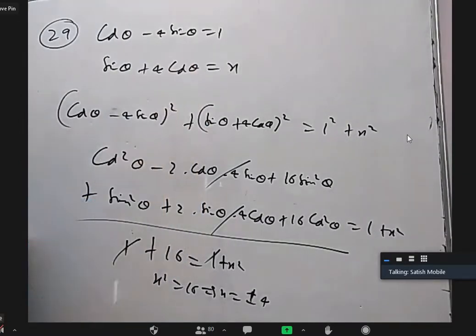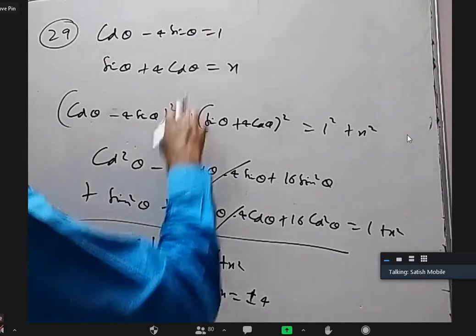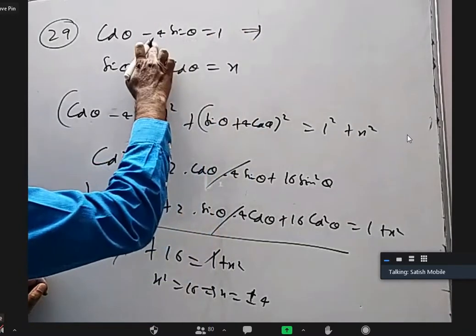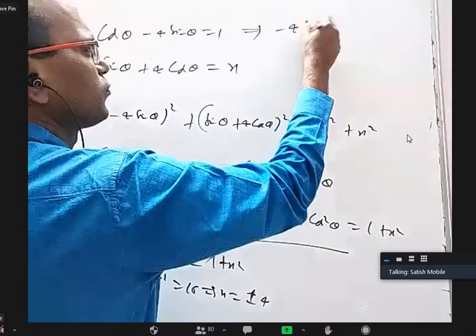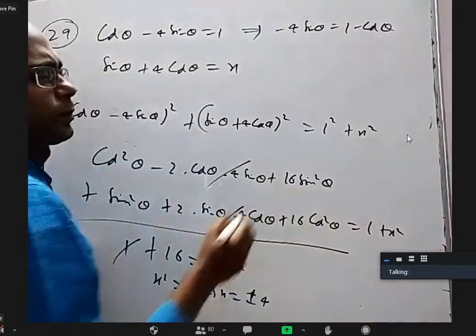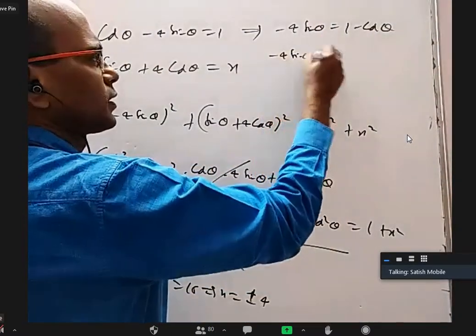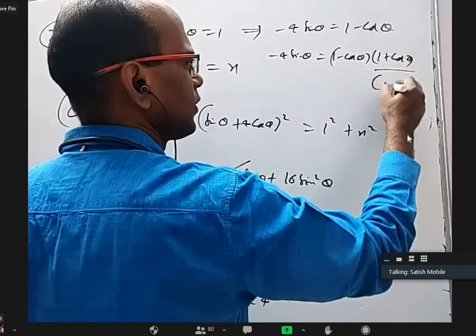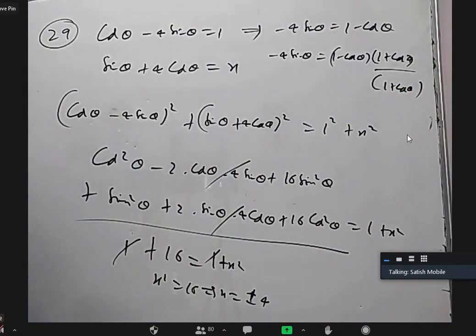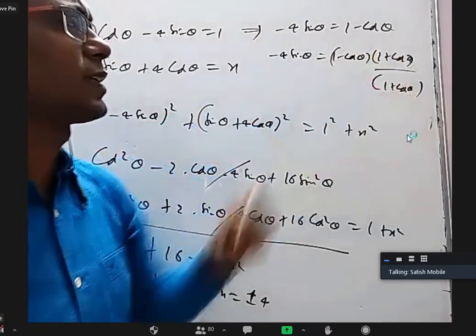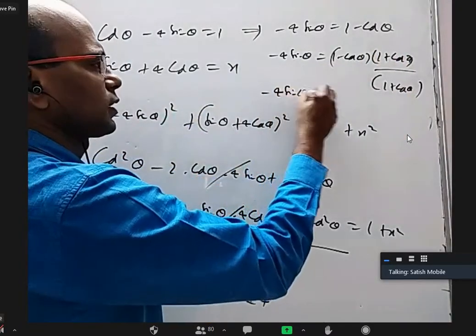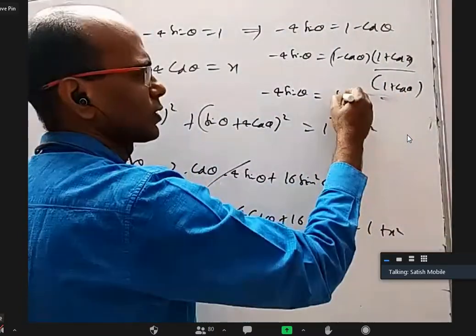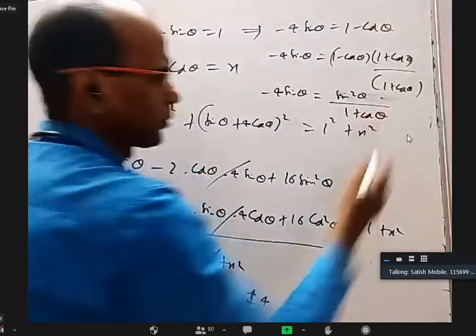Anyway, I wanted to tell it, but it's okay since you asked. It's not always that it will work out, but here it will work out. What is that? You send this 1 here, or send cos theta this side. Minus 4 sin theta equal to 1 minus cos theta. Minus 4 sin theta into this 1 minus cos theta, I can multiply with 1 plus cos theta and divide with 1 plus cos theta. Send this cos theta that side, after multiplying and dividing with the same. Minus 4 sin theta into, when you multiply these two, you will get 1 minus cos square theta. That is actually sin square theta by 1 plus cos theta.